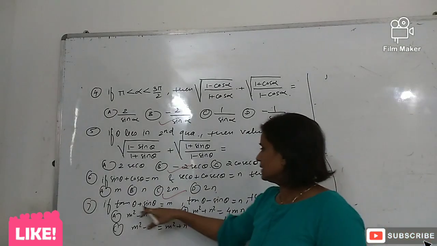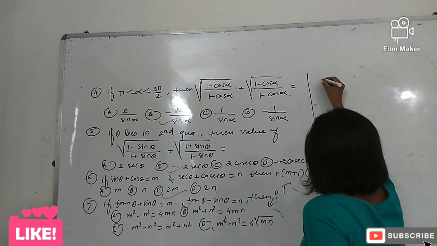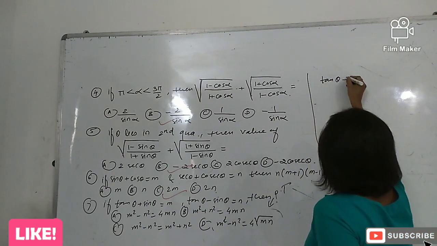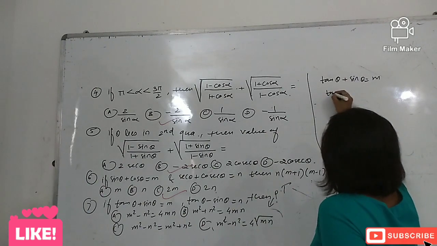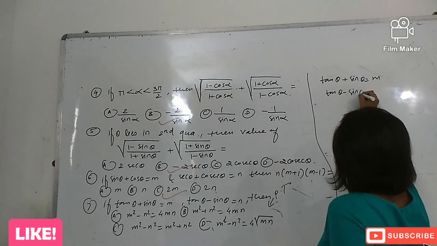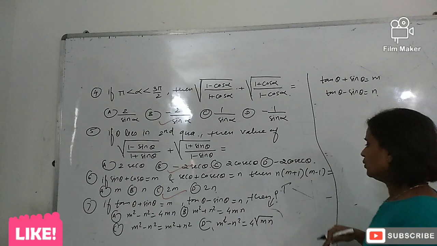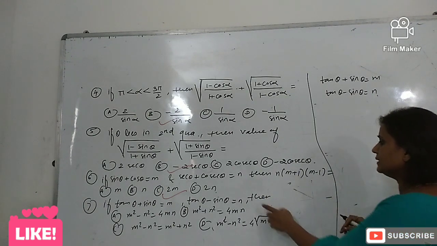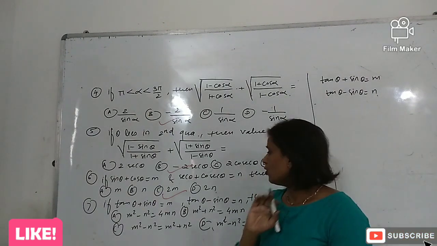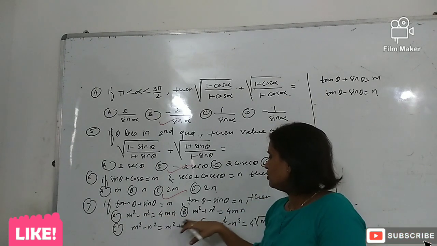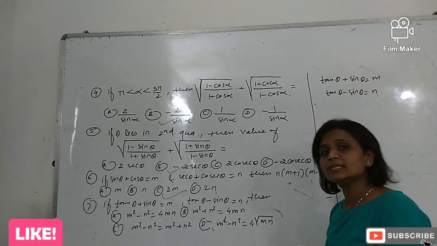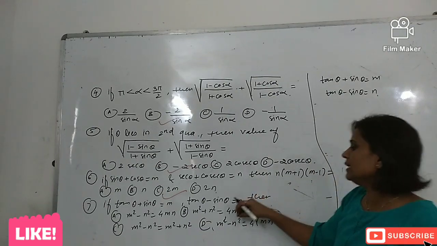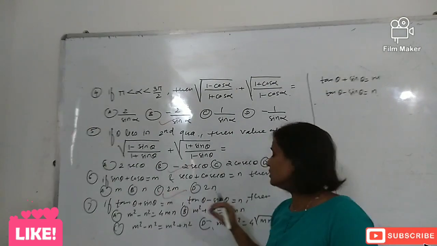So next question is: tan theta plus sin theta is equal to m, and tan theta minus sin theta is equal to n. Okay, so what is the question then? There are 4 options given: A option, B option, C and D. So we have to tell which option is correct. This question is from your 10th standard.